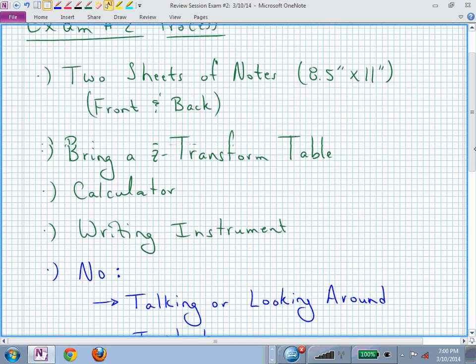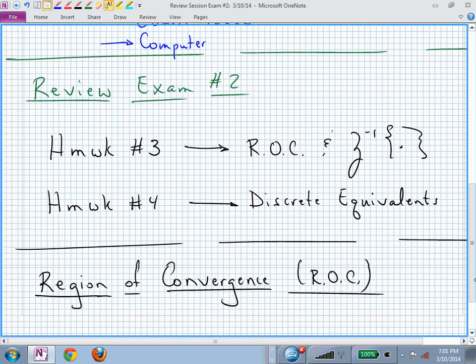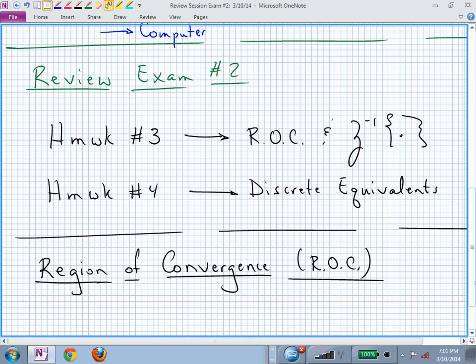Exam 2 process we've already talked about earlier, and I won't spend time with that. You can read that at your leisure. The Exam 2 review contents are just homeworks 3 and 4. When you hear homework 3, think of region of convergence and inverse Z transform. You need to be able to do those two main things. And when you hear homework number 4, it's discrete equivalence.